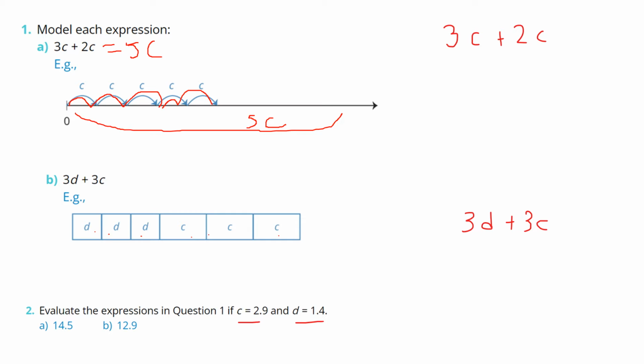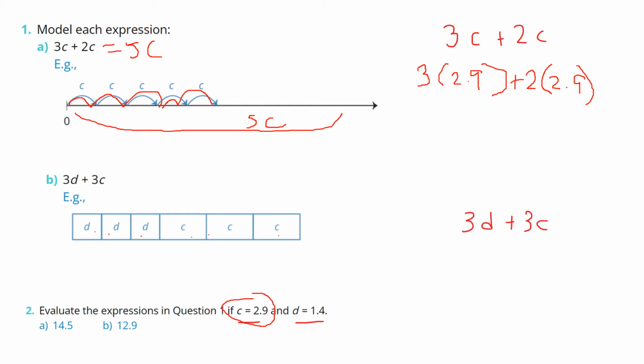Now for number 2 at the bottom where it says evaluate the expressions, they're giving us the value of c and the value of d. So we plug those numbers in for the d and the c's. So to do the first one up here, we have 3c plus 2c. c equals 2 and 9/10. Remember, whenever we have a number right beside a letter, that means times or multiplication. So if c equals 2.9, we would write that as 3 times 2.9 plus 2 times, and again, it's a c, so it's the same thing, 2.9.